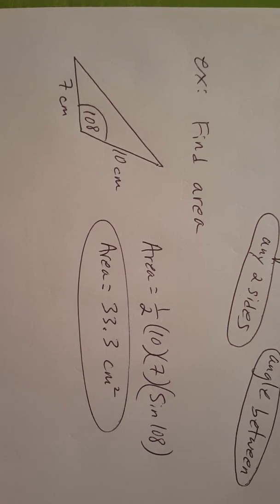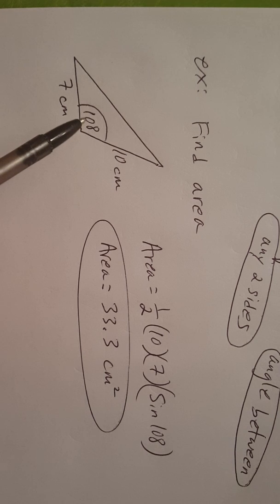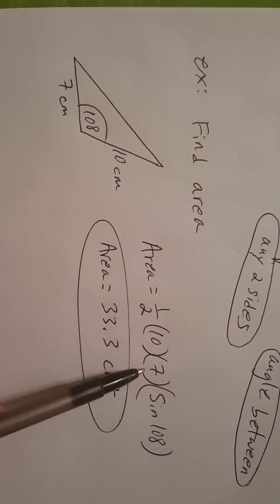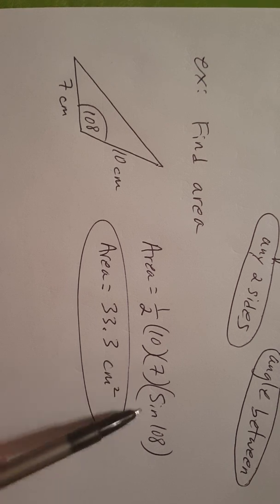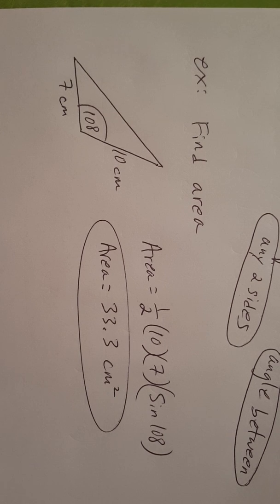What does the formula say? Half of side times side times sine of the angle in between. And that's what I wrote down here. Half of 10 times 7 times sine 108. Boom. In the calculator, it comes out to 33.3. That's it. So that's the end of chapter 4.7.